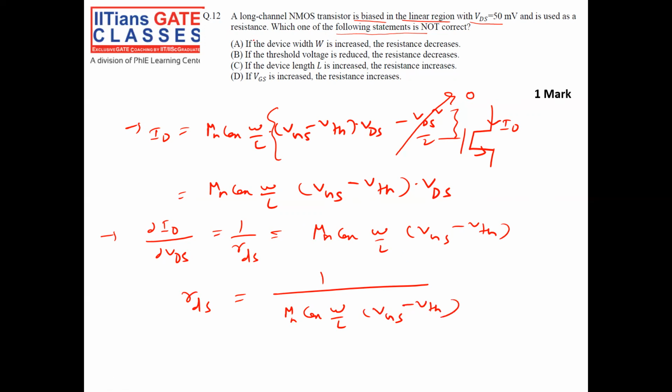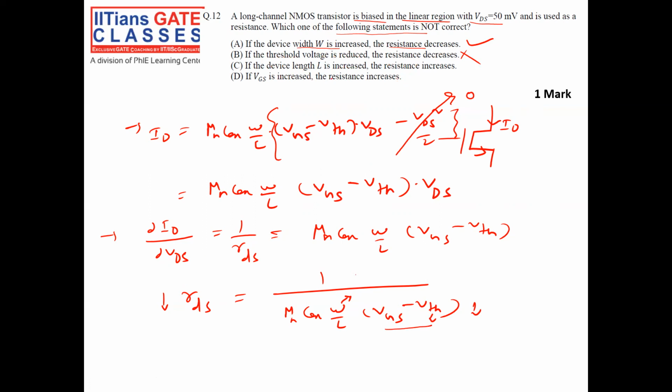So you see what it is asking. If width is increased, the resistance is decreasing, right? If width increases, R decreases. That's right. If threshold voltage is reduced, VGS minus VT will be increased, so RDS will be decreasing. It is not right, not correct, because if VT decreases, this term will increase, so RDS will increase. If length is increased, resistance increases, because length will go up. If L increases, R increases, right?